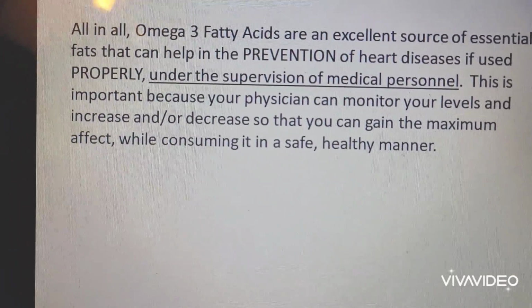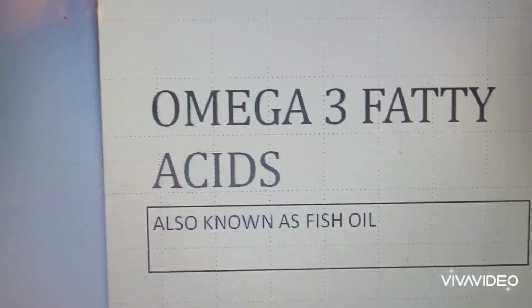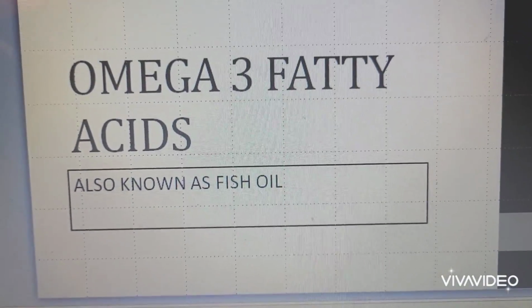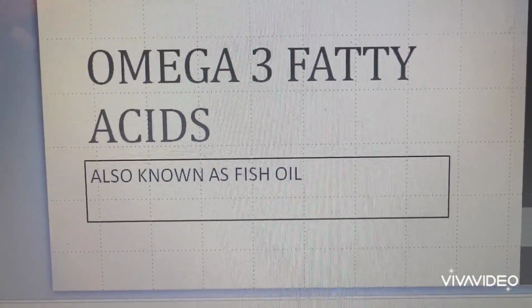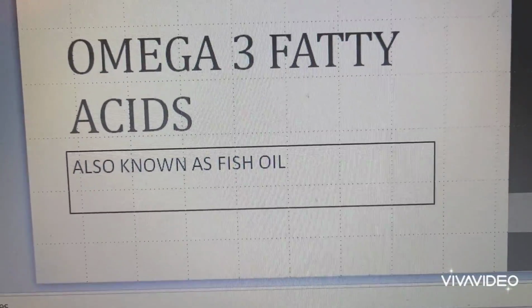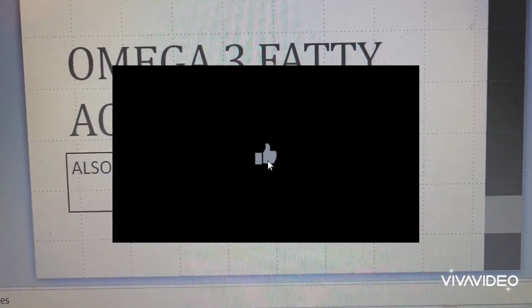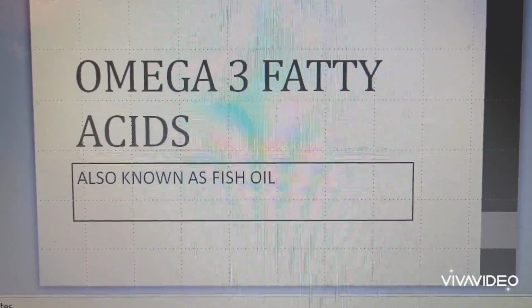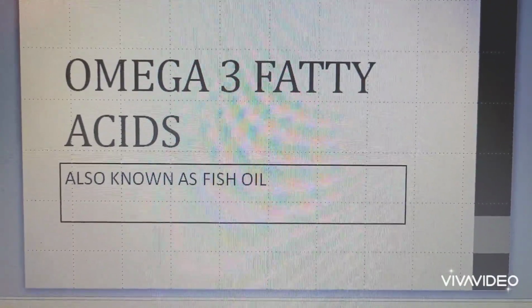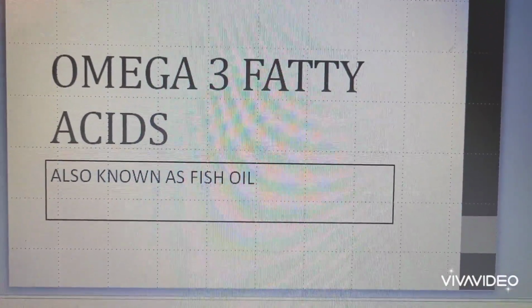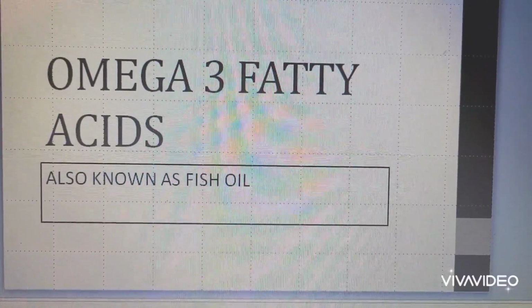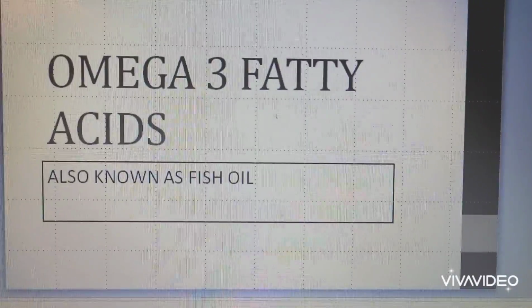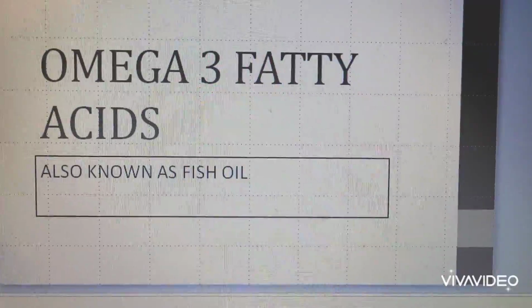Okay, so, and there you have it. Let's go back. All right, so that is your basic, very basic omega-3 fatty acids, which is also known as fish oils. All right, so it can actually do your body good, but make sure you just know to let your physician know, especially my seniors. I do this only for my seniors.